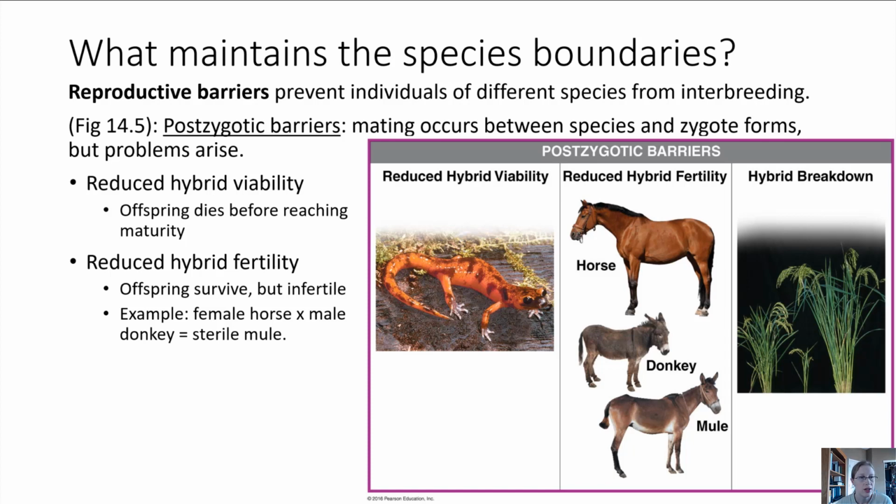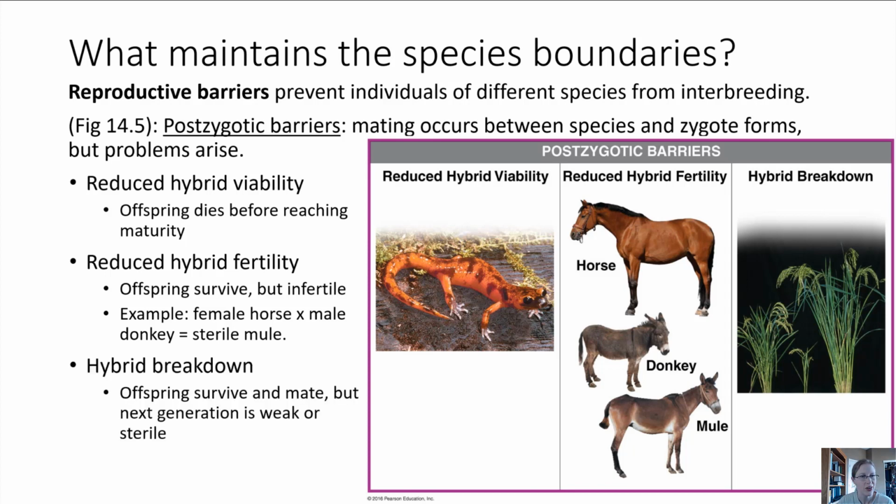Okay, so the last type on our list is kind of combining these two things that we've just gone over. The last on the list is called hybrid breakdown. And in the case of hybrid breakdown, what happens is you have your two species.